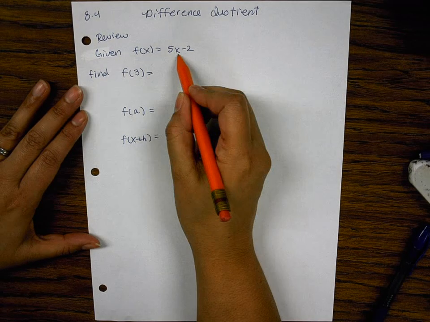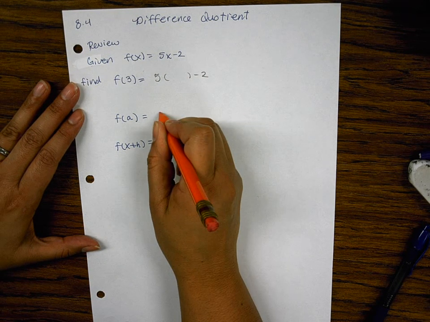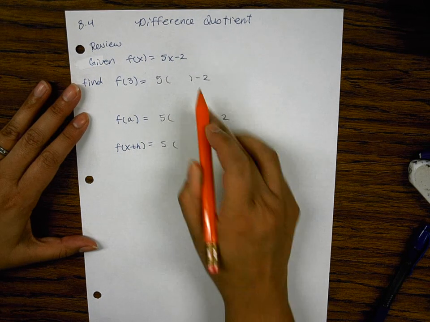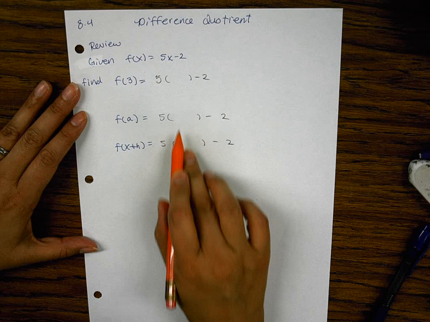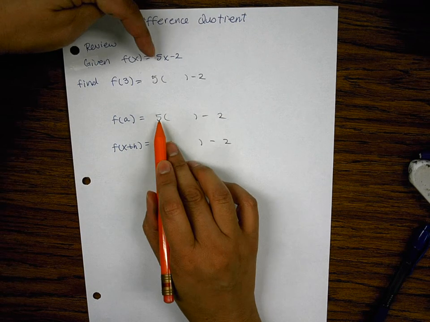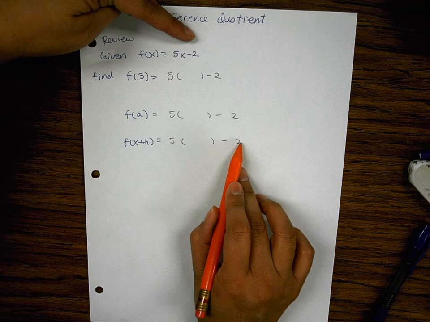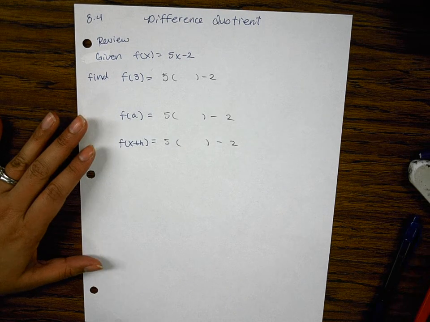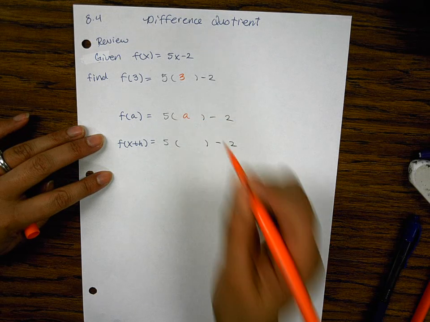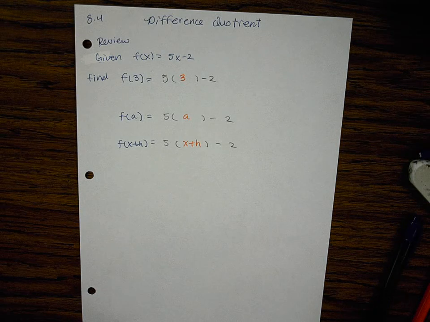Alright, so you learned how to do this last year, how to evaluate, plugging in the 3 for all the x's. What I like to do is just do 5 blank minus 2, 5 blank minus 2, 5 blank minus 2. And that's where the x's used to be, these blanks. I just put blanks in there because I'm going to plug in whatever they're asking me. So for here I'm going to plug in the 3. For this one I'm going to plug in the a, and this one I'm going to plug in the x plus h.